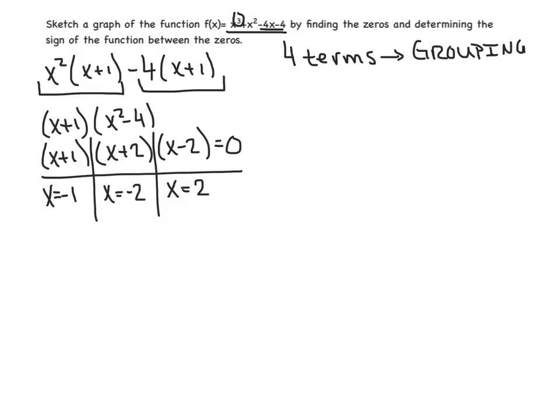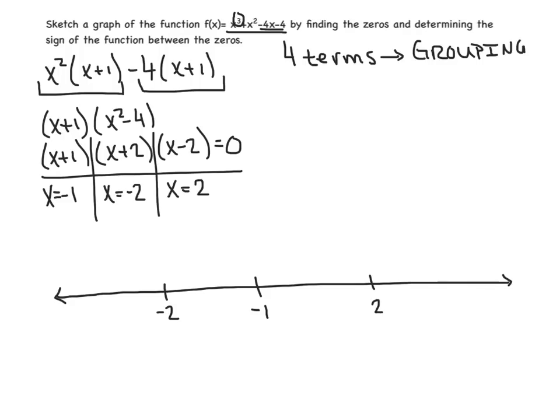Okay, now we're going to make a sign chart, which means I'm going to draw a really long number line, and I'm going to put negative 2, negative 1, and positive 2 on that number line. So my zeros always go on the number line. And one of the things I'm going to do is, we've got 4 intervals. The first interval starts at negative infinity and extends all the way to negative 2. The second interval starts at negative 2 and extends all the way to negative 1. The third interval starts at negative 1 and extends to 2. And the fourth interval starts at 2 and extends all the way to infinity.